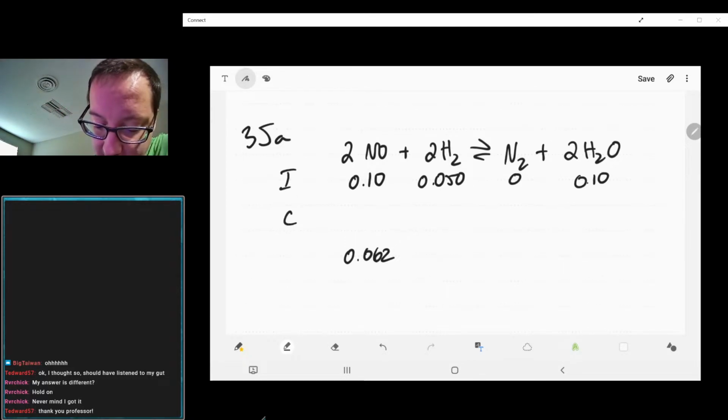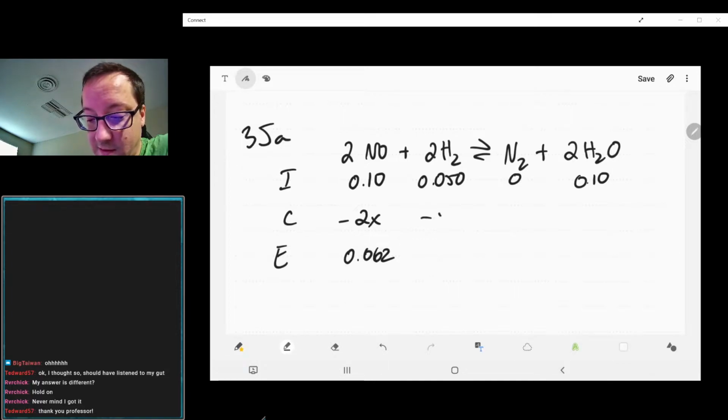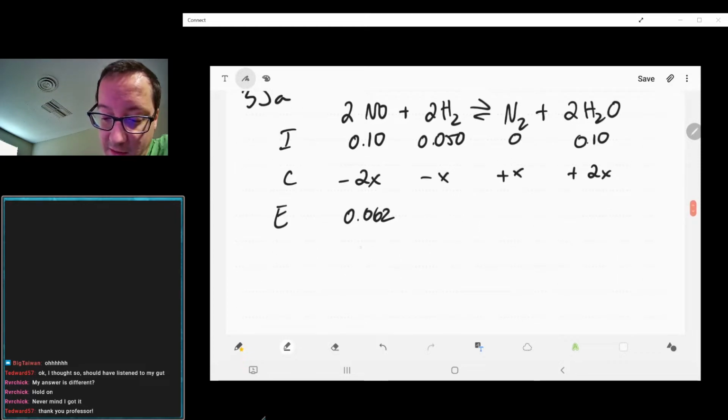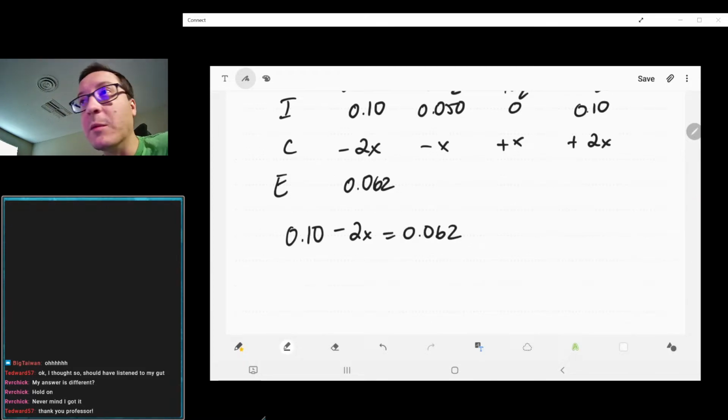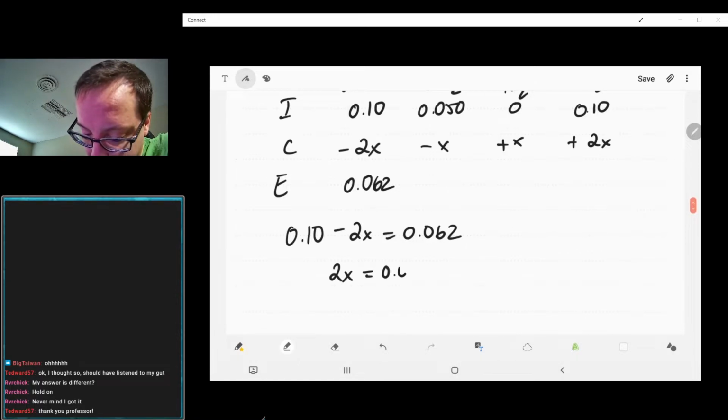This would be our ICE table. So we would expect, presumably because there would be more reactants in this case, and we also know that we're decreasing our concentration of NO, that we're going to be making products. And having the equilibrium value here, we can see that 0.10 minus 2x is going to be equal to our equilibrium concentration. And so doing so, we'll see that 2x is going to be equal to, let's see, 0.038. And therefore x is equal to 0.019.